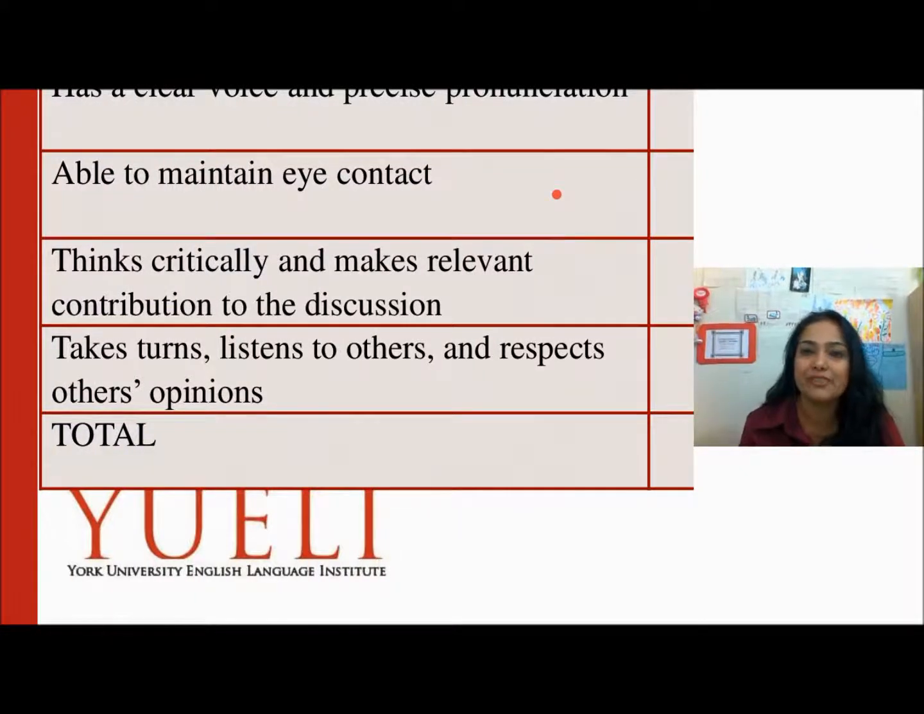All right. Able to maintain eye contact, thinks critically, and makes relevant contributions to the discussion. Thinks critically is again something that is taught in our core classes during their reading skills and speaking skills classes, so it is something that we expect from them. Also, when I show them different videos, we do a little bit of thinking critically. I know it's very culture specific, but at the same time, students get some kind of training in this, and so it's okay.